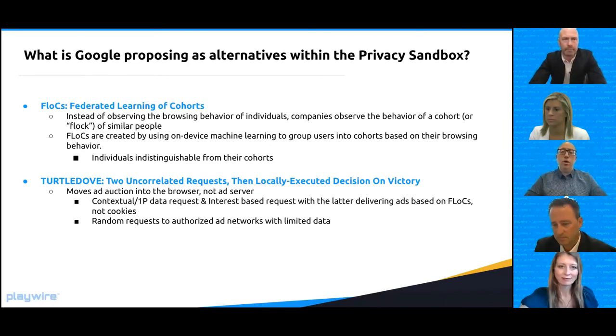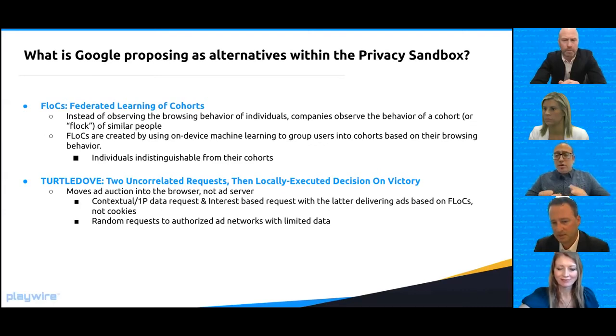But then at the same time, there's a second request that goes out into the programmatic realm, if you will, that is looking for these ads and advertisers that are trying to target on flocks. And again, the auction then happens in the browser, not in the ad server. So that's the big takeaway. Happens in the browser, right? That's the big difference. It really moves it into the browser, and it gives the browser obviously a lot of power in this scenario. So that's something to keep in mind and discuss.